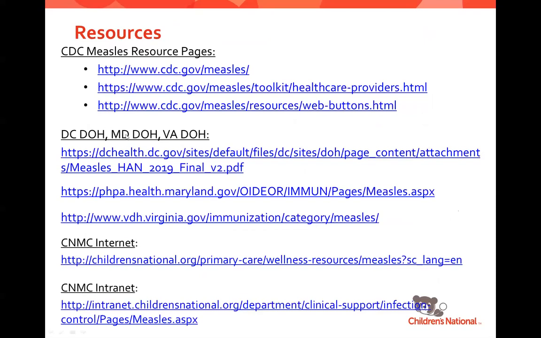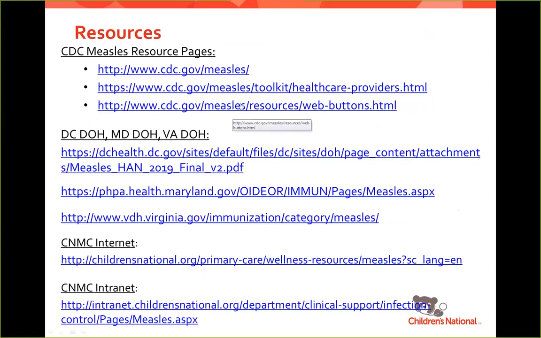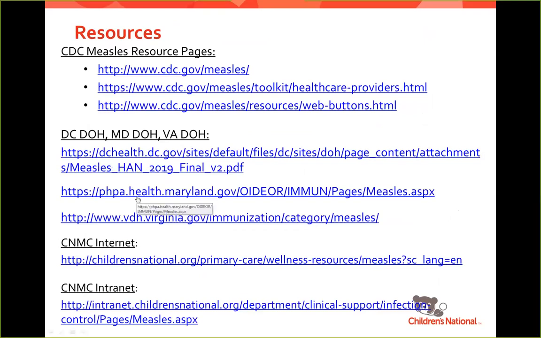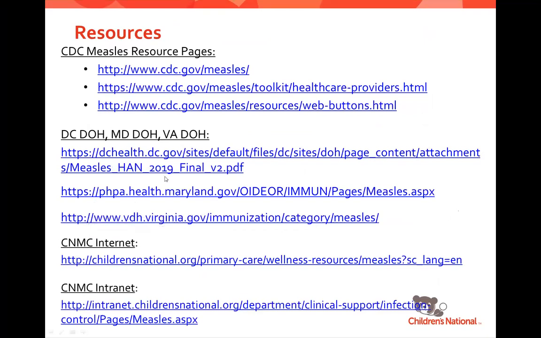This is a link to, again, some photos and other resources that you could use for signage from the CDC. These are links to the DC Department of Health, the Maryland Department of Health, and the Virginia Department of Health, specifically to their measles site or to a measles healthcare notice that they may have already put out. There's wonderful information available at the Children's National website about measles, including frequently asked questions and information that you can share with your patients.